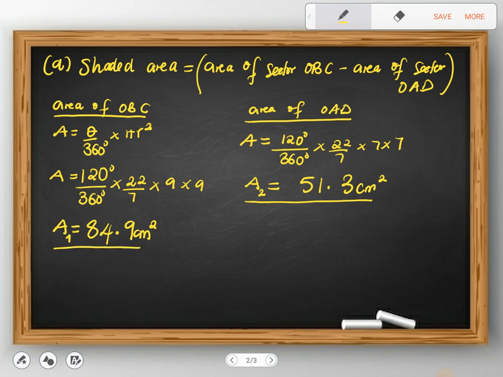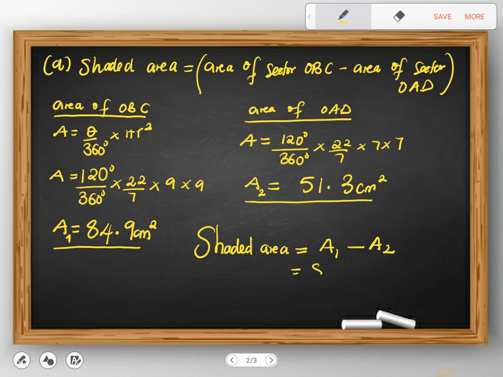Now the area of the shaded region, remember what we said, is the area of sector OAB minus the area of sector OAD. So therefore the shaded area is equal to A1 minus A2. Don't rush. Show them that you know what you are doing.